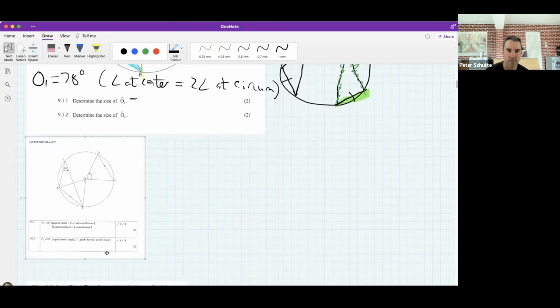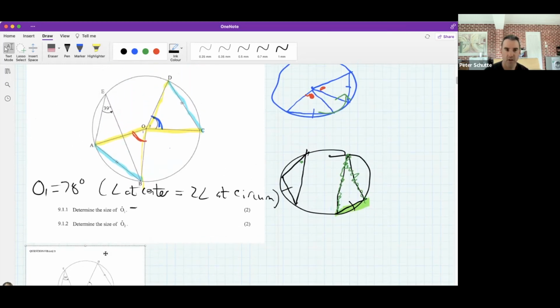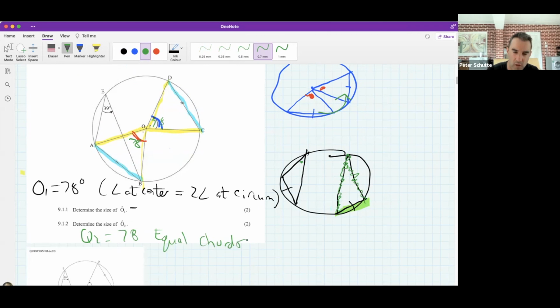Yeah. So it's 78. So basically, double 39 gets you 78 for O1, although the drawing looks a bit weird to me. But mathematically, this is going to be 78 on the one side. Get that? So this is going to be 78, and then this is going to be 78. And the reason for the second one is going to be equal chords, equal angles.